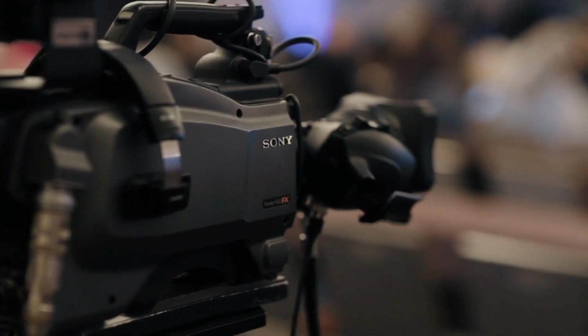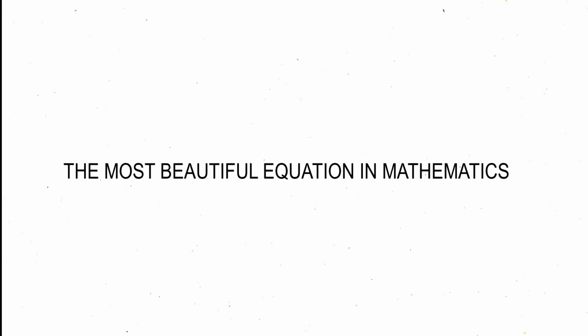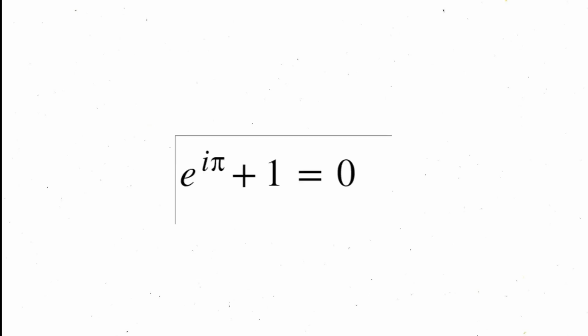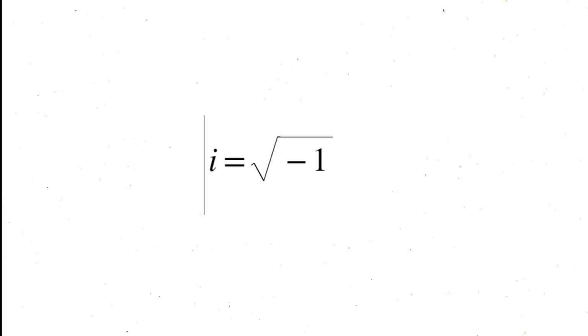Today I want to introduce us to the most beautiful equation in mathematics, and it is Euler's identity. Euler's identity is written as e raised to power i pi plus 1 is equal to 0. So what is i? In the simplest terms, i is equal to the square root of -1. It's an imaginary number. What is e?